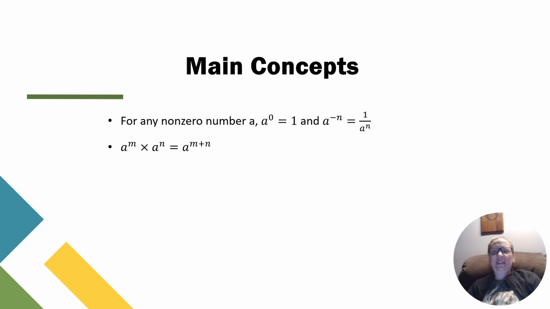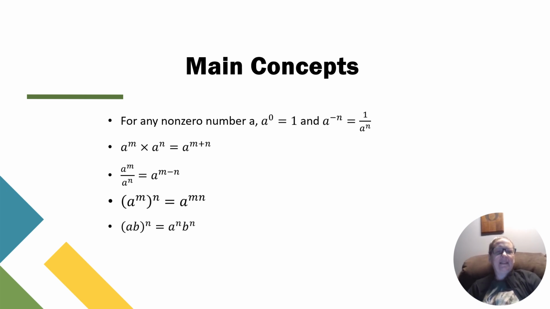The other properties are: if you take the product of two exponents, a to the m times a to the n, you get a to the sum of the individual exponents, m plus n. If you have a quotient of two exponents, a to the m divided by a to the n, you get a to the m minus n power. When you raise a power to a power, you multiply the exponents. A to the m raised to the n power is a to the m times n power.